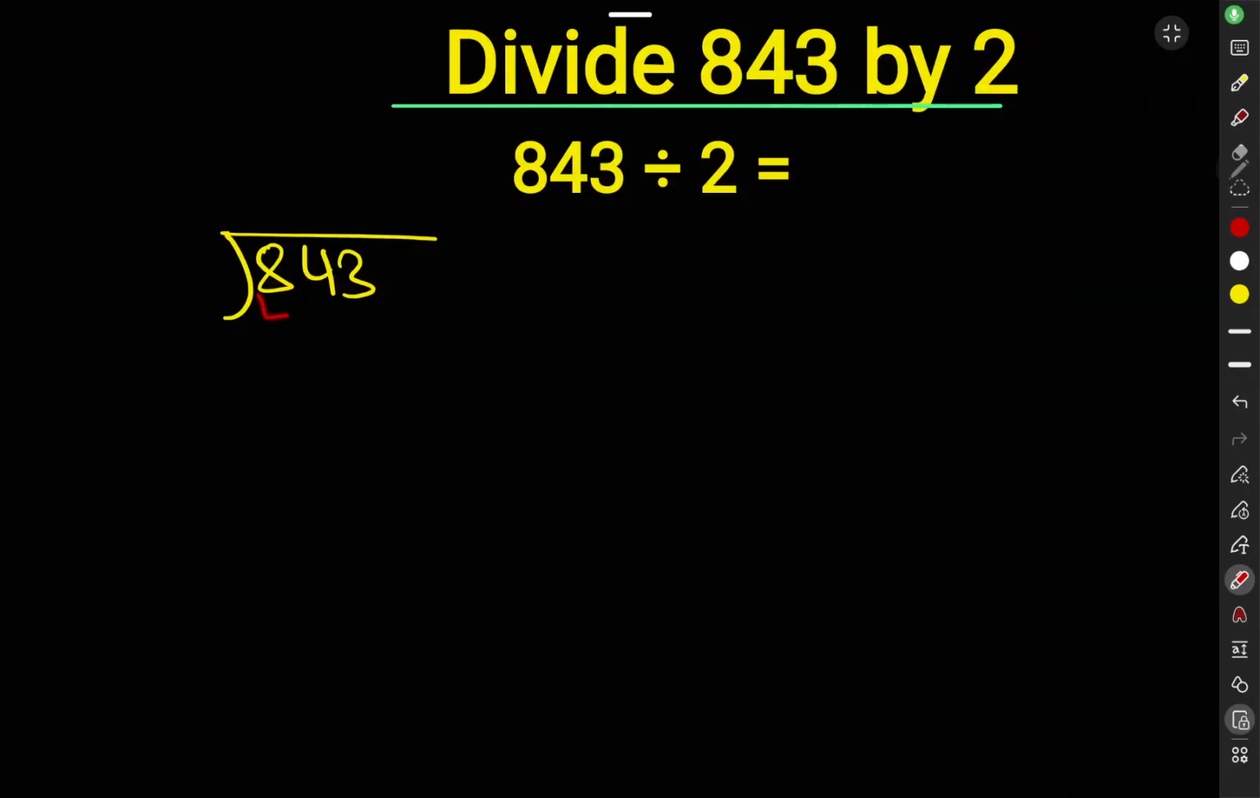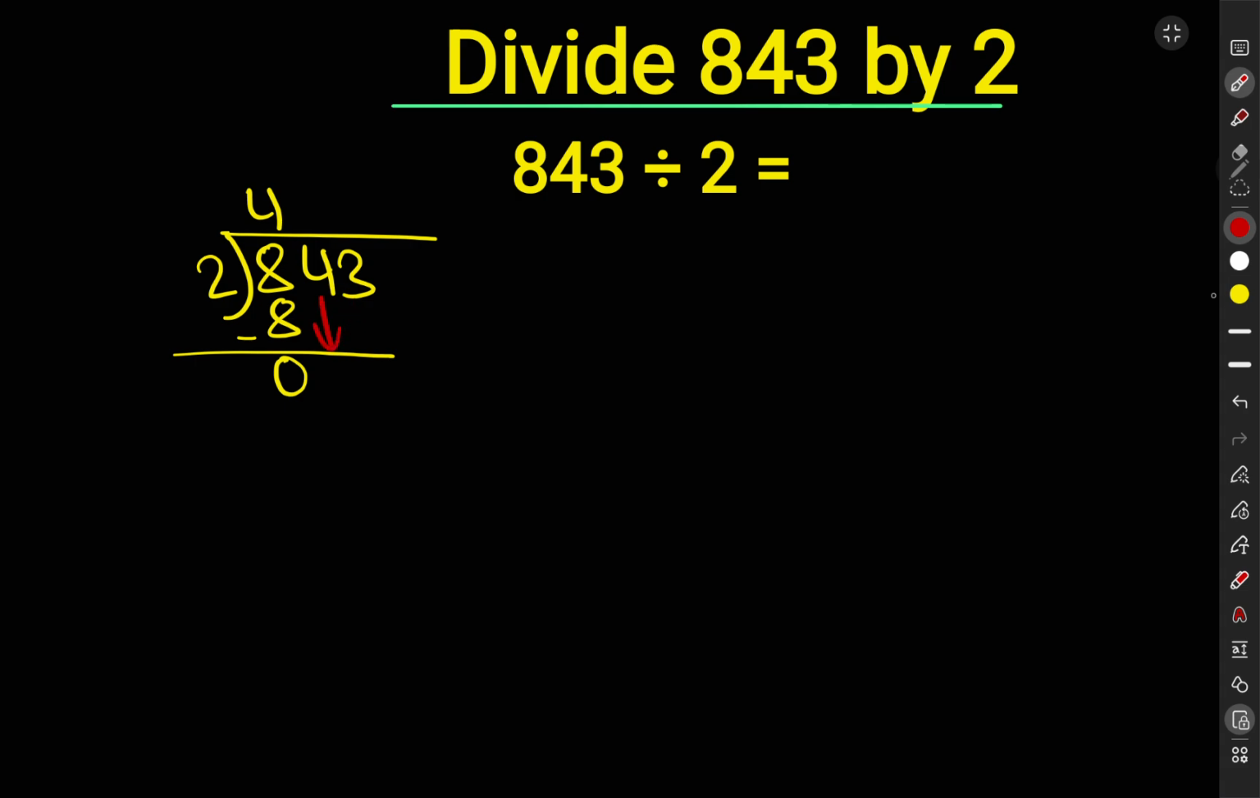We divide 843 by 2 in a long division method. So 2 times 4 is 8. On subtracting we get 0.